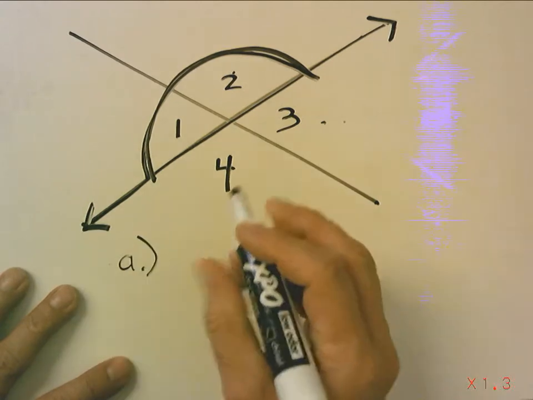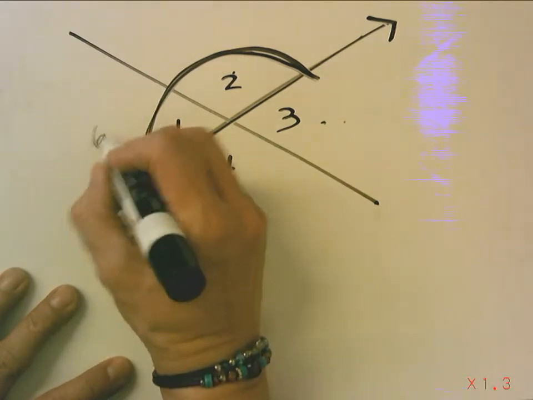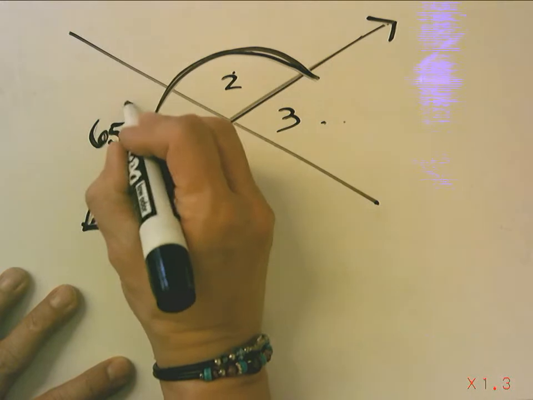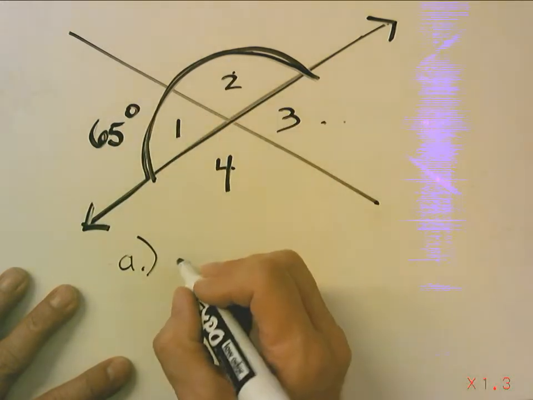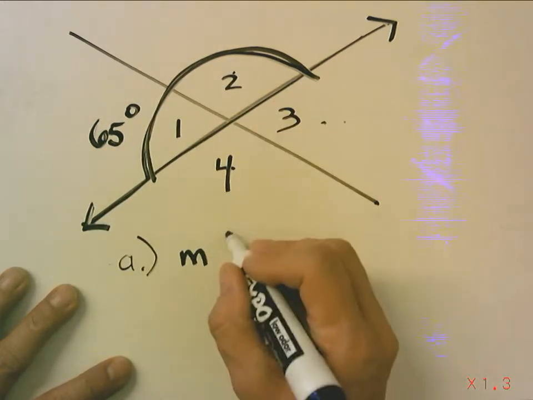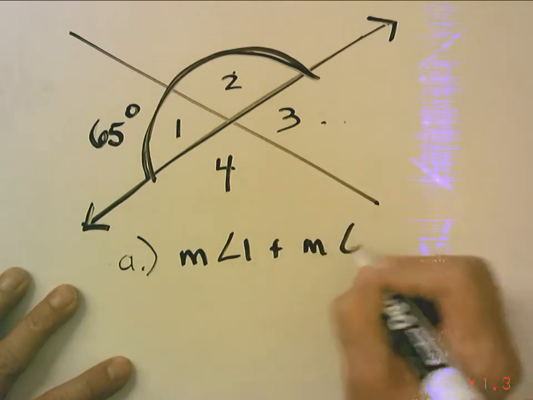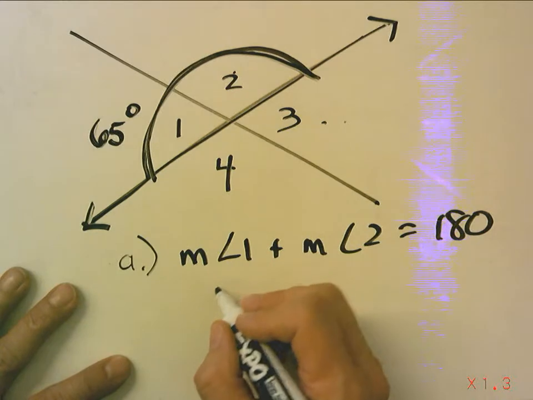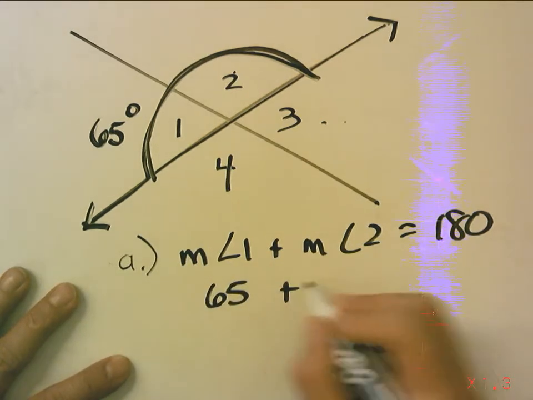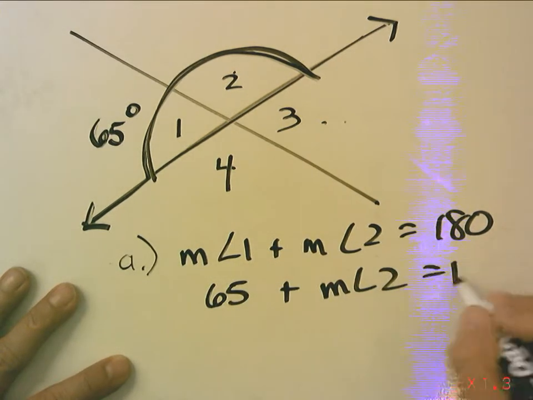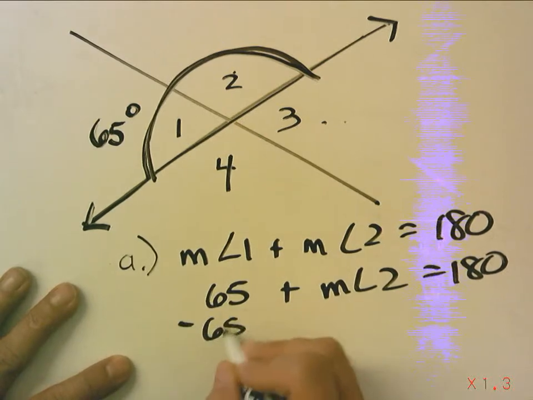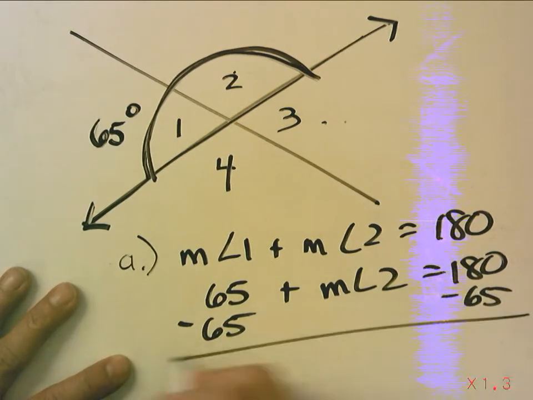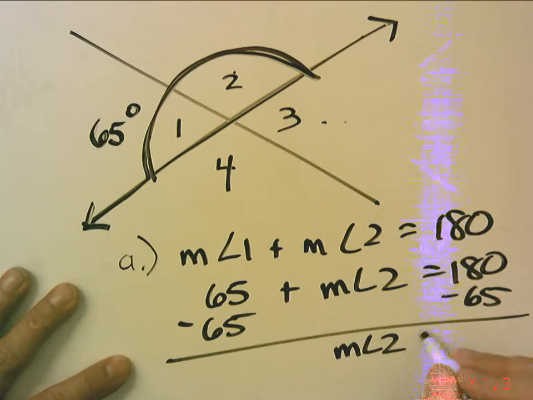So they tell us that the measure of angle 1 is 65 degrees, and they want us to find the measure of angle 2. So I say the measure of angle 1 plus the measure of angle 2 equals 180. And that means 65 plus the measure of angle 2 equals 180. I subtract 65 from both sides. The measure of angle 2 equals 115.